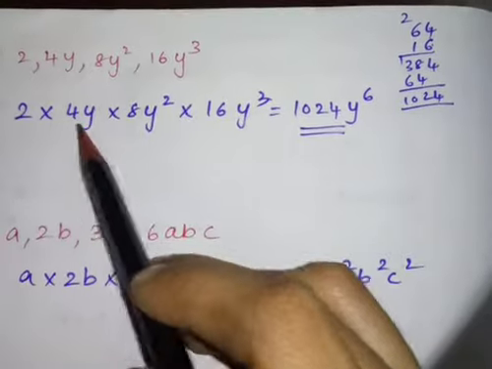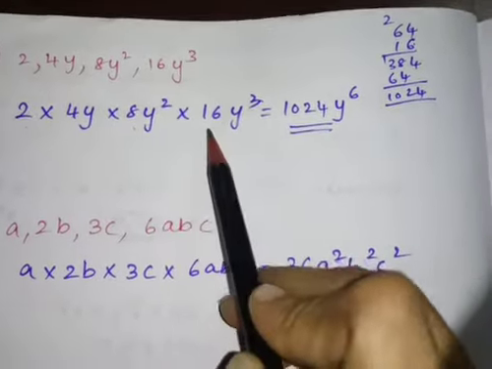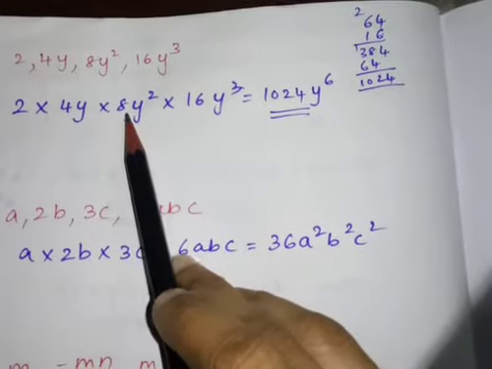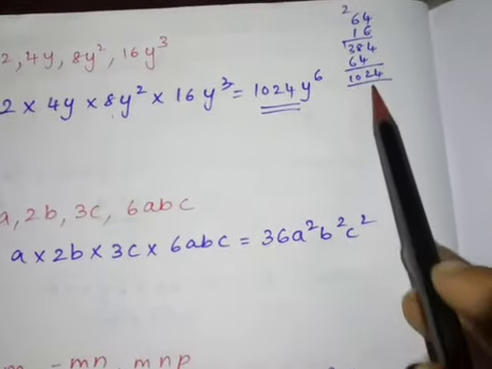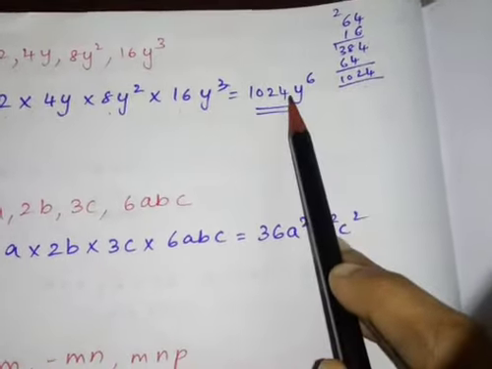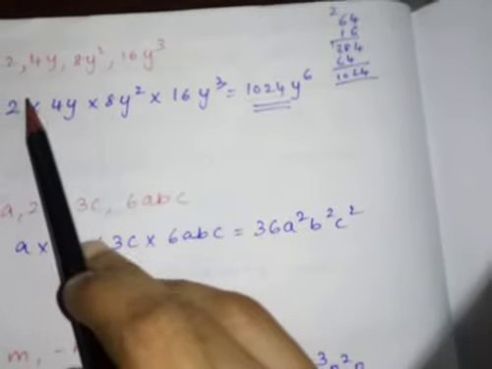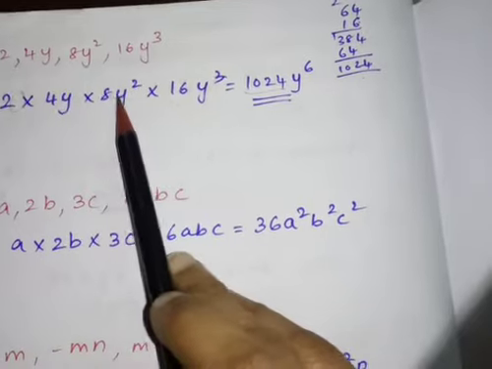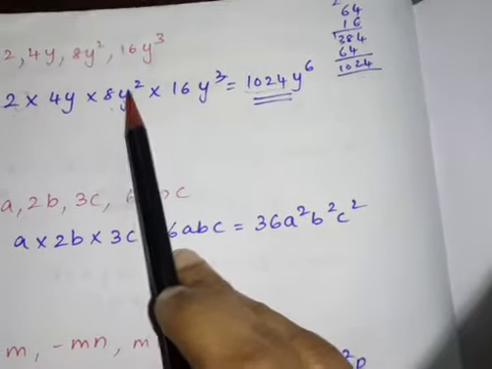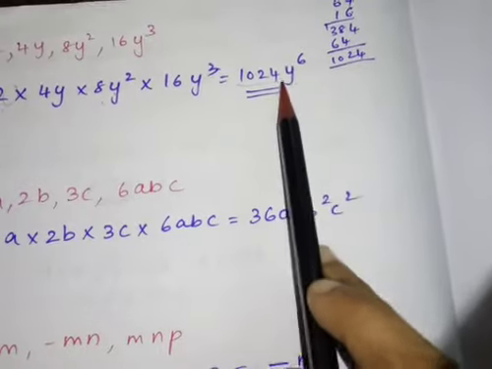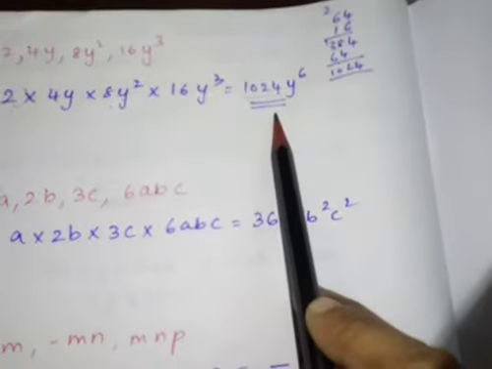Next is your third problem. 2 into 4y into 8y square into 16y cube. So, 2 4s are 8, 8 8s are 64. 64 into 16 is 1024. Now, I wrote the answers. Next, no variable is there, so leave it. Here, y into y square, y cube into y cube, y power 6. So, 1024, y power 6 is the answer.